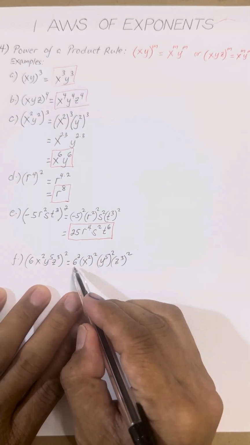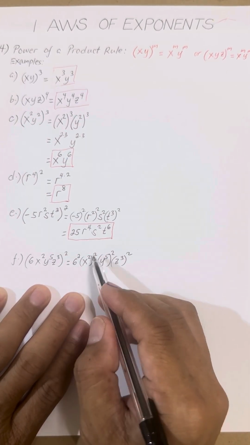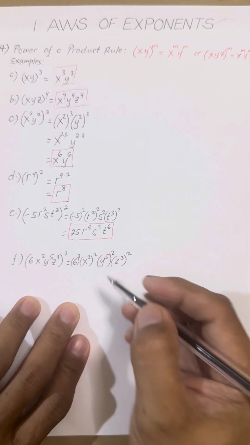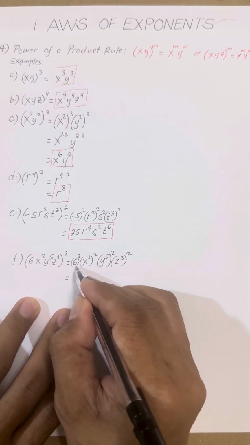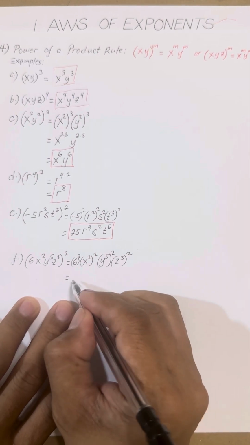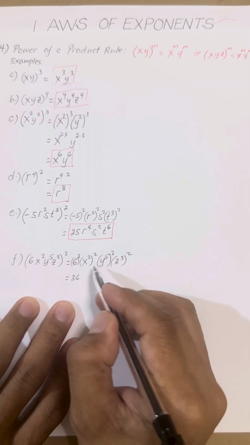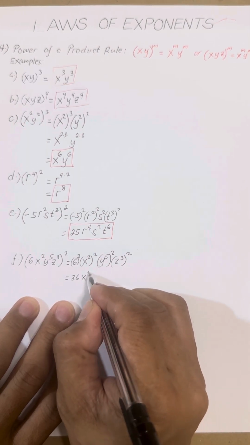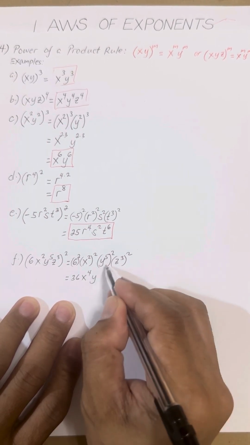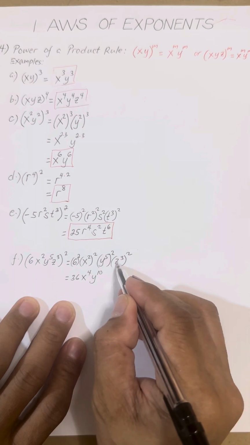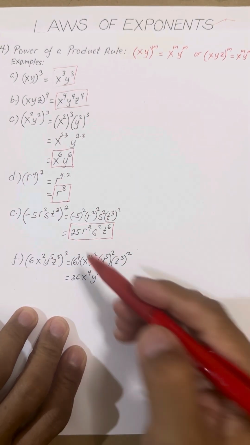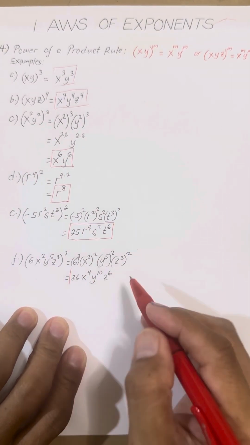So you might ask why 6 has no parentheses. Well, you can put parentheses, that's okay. So you can put something like this. So 6 squared, that is 6 times 6, which is equal to 36. Then x squared squared, so multiply the power, so we have x to the power 4. Then y to the 5 times 2 is 10. Z to the power 3 times 2 equals 6. So this is our answer.